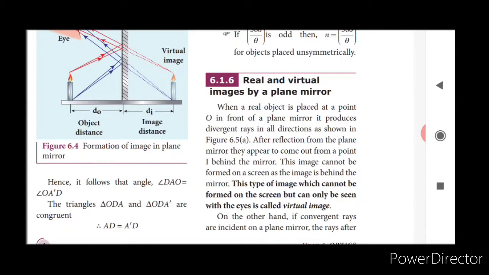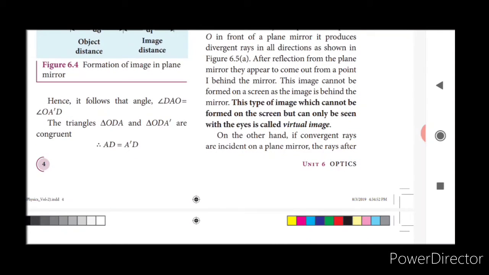When the real object is placed at the point O in front of the plane mirror, it produces divergent rays in all directions as shown in the figure. After reflection from the plane mirror, they appear to come out from the point I behind the mirror. This image cannot be formed on the screen as it is behind the mirror. Note it down: this type of image which cannot be formed on the screen but can only be seen with the eyes is called a virtual image.